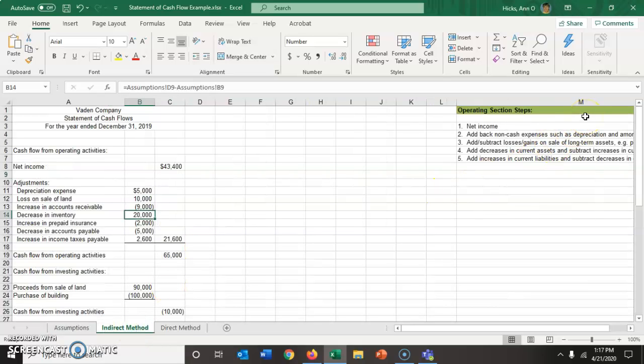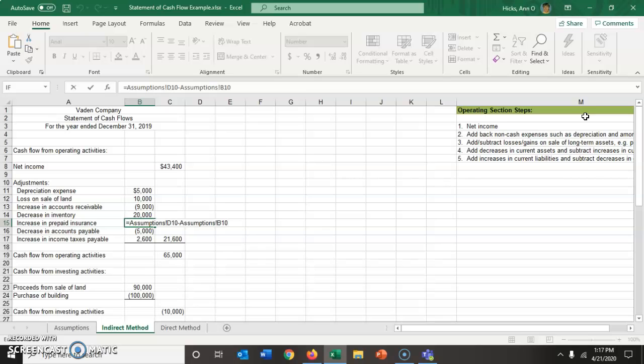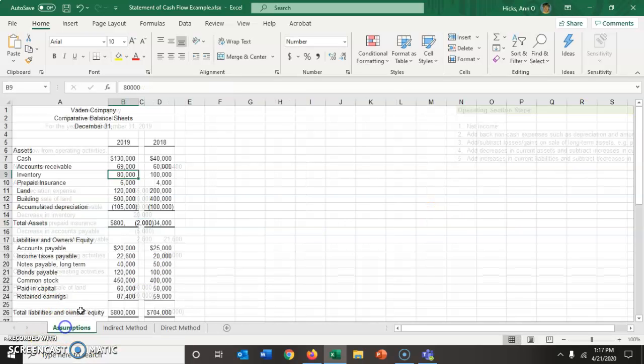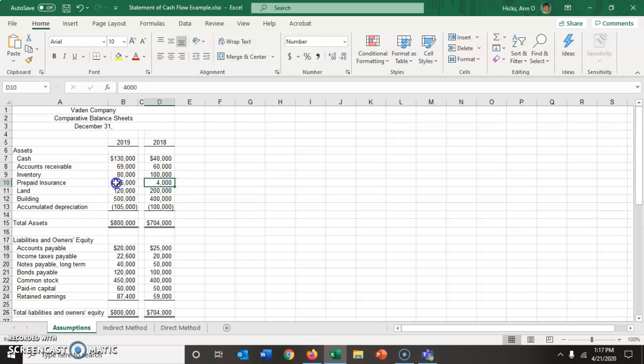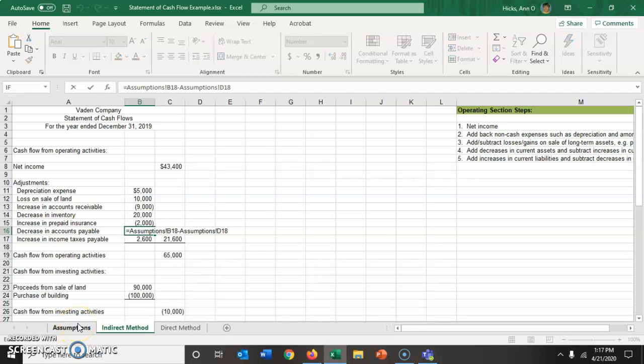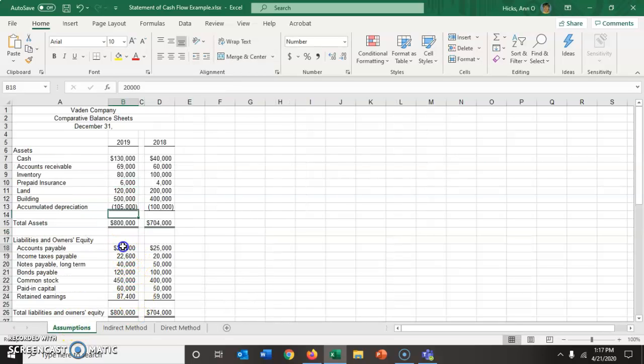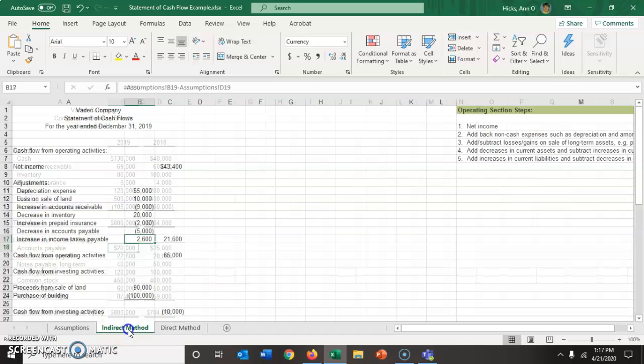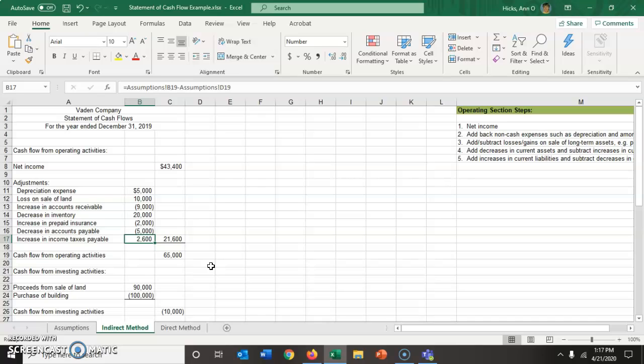If inventory went down, that means some of the cost of goods sold that ran through the income statement this year had actually been purchased last year. Prepaid insurance went up, so we are going to decrease that. If prepaid insurance went up, it means that we paid some insurance premium that we have not yet expensed. Then we'll go to our current liabilities. Accounts payable decreased, so we will subtract that. It decreased by $5,000, which means we spent $5,000 more in cash than we incurred in expenses.